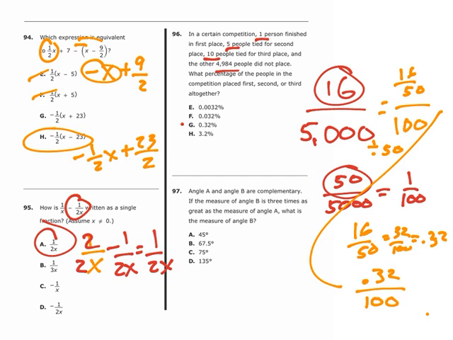And we know that a part out of 100 is a percent. So if this was 1 out of 100, it would be 1%. If it's 0.32 or 32 hundredths out of 100, it's going to be choice G.